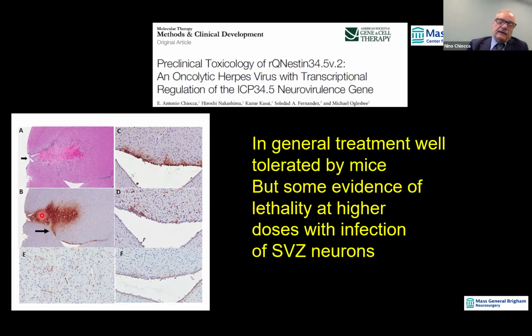We inject the virus, and by immunohistochemistry, you can see that the tumor is full of virus, which is great, but you can also see this lip of virally infected cells that go all into the ventricle. And it turns out that in mice, nestin, which drives expression of this neurovirulence gene, is highly expressed in the subventricular zone. And so we were getting basically a ventriculitis encephalitis in mice.